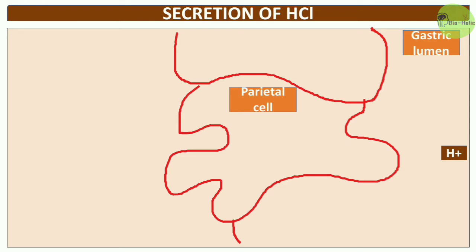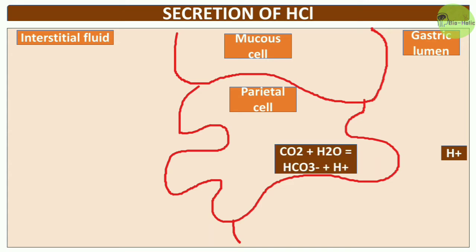Now let's move on to the mechanism of HCl secretion. Here you can clearly see the parietal cells, the gastric lumen, the interstitial fluid, and the mucous cell. In the parietal cells, CO2 and H2O convert to HCO3- and H+ ions by the action of carbonic anhydrase. And then the H+ moves to the gastric lumen with the help of potassium moving inwards to the parietal cell.